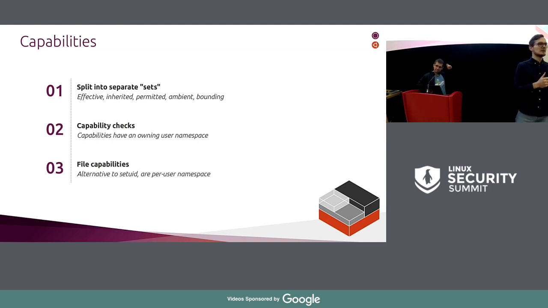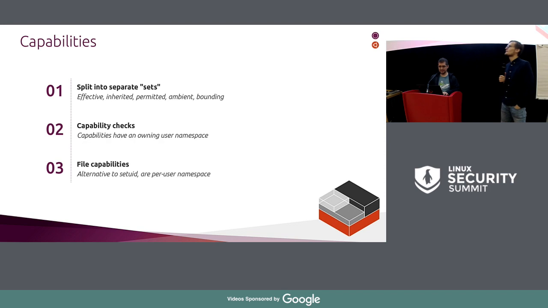Do I have this capability? The answer is no. If I unshare a new user namespace, because it starts out with a full set of capabilities, the answer will be yes, you can. The problem is, and here it gets kind of nasty, a lot of capabilities still ask the question: do I have this capability in the initial user namespace, not in the current user namespace? Because otherwise, you could attack the host again.